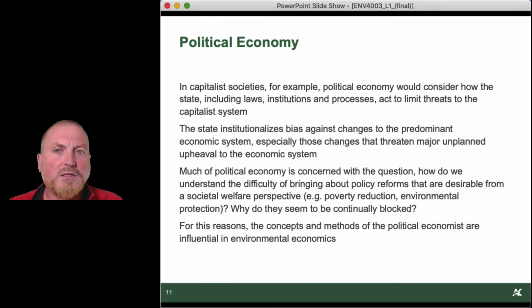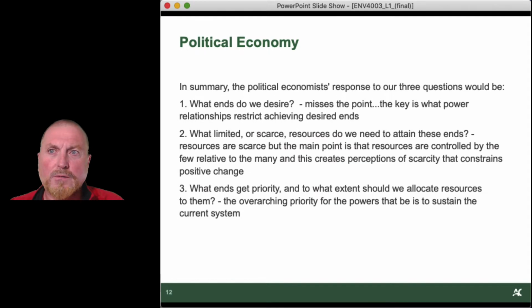For these reasons, the concepts and methods of the political economists are influential in environmental economics, because suddenly you've got all the dynamics that environmental economics needs to begin to flourish. The environmental economists then came along, primarily derived out of welfare economics and political economy, more heavily political economy. And they say, you know what our economic system doesn't do is account for the environment. And I'm going to talk to you a little bit about that now.